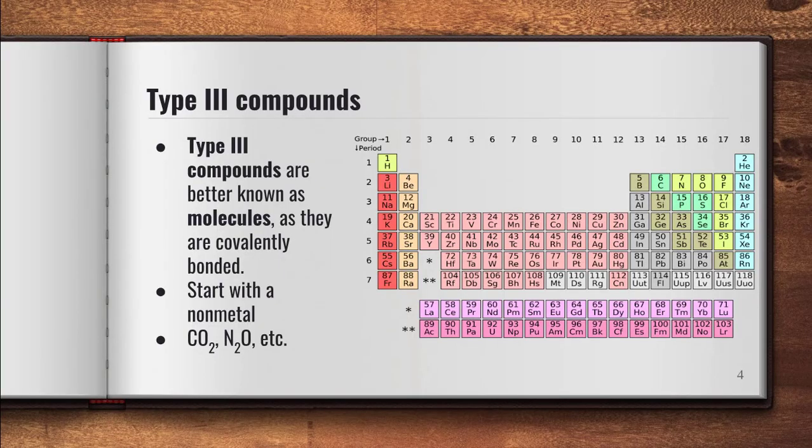So when we look at type 3 compounds, they're better known as molecules as they are covalently bonded, and they typically will start with a non-metal. So for example, carbon dioxide, dinitrogen monoxide, etc. So again, we're going to look at compounds that only have non-metal components. Previously we looked at metal binding with non-metal. Today we're going to look at non-metals binding with non-metals.